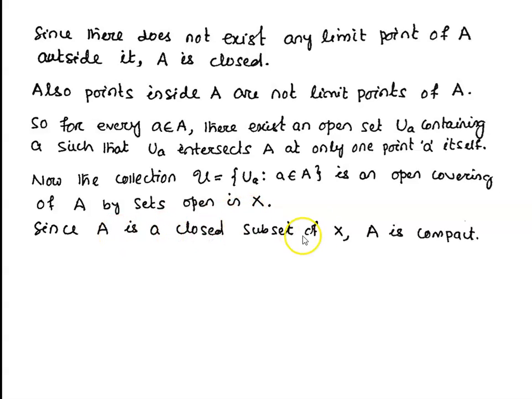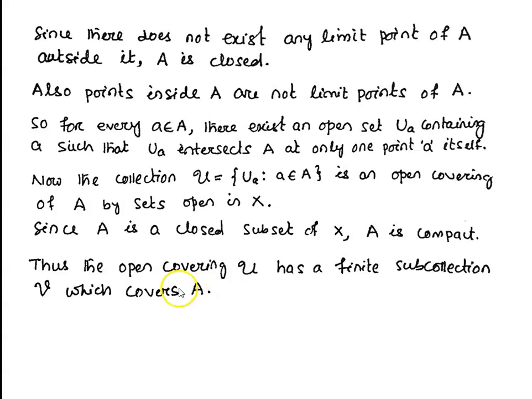Since A is a closed subset of X and X is compact, A is compact, because we know that a closed subset of a compact space is compact. Thus, the open covering U has a finite subcollection V which covers A. Because U is an open covering of the compact set A, U has a finite subcollection which covers A. Let that finite subcollection be V.